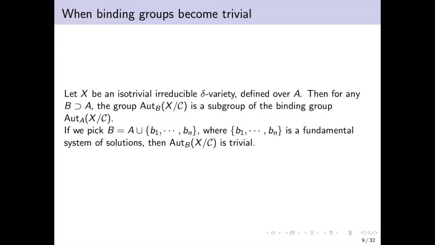Okay, so just an interesting remark that will come back later. If X is isotrivial defined over A, and I consider more parameters in this group, so not only do I fix C and A, but I also fix this B that contains A, then of course I get a subgroup of the binding group. And in particular, if I do this with a fundamental system of solutions, then the group becomes trivial. It's an easy remark, but it will give us an interesting point of view later in the talk.